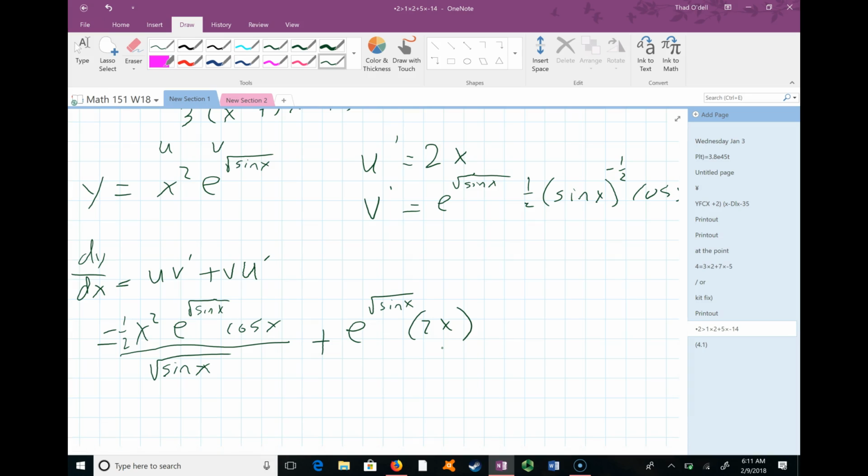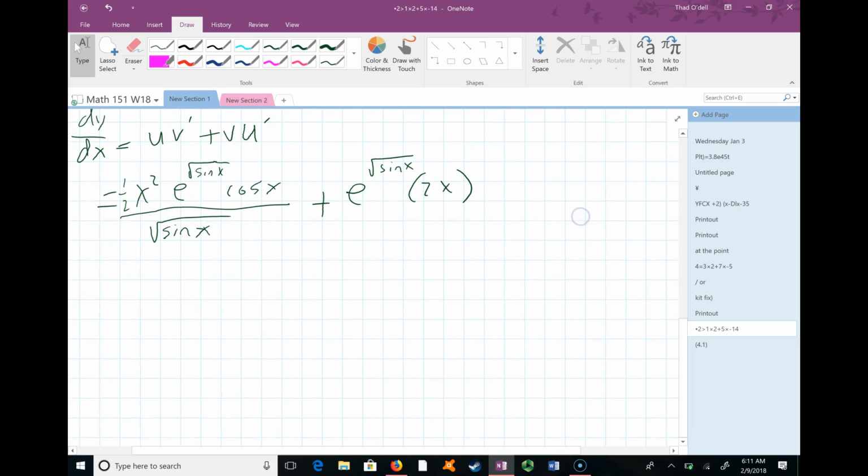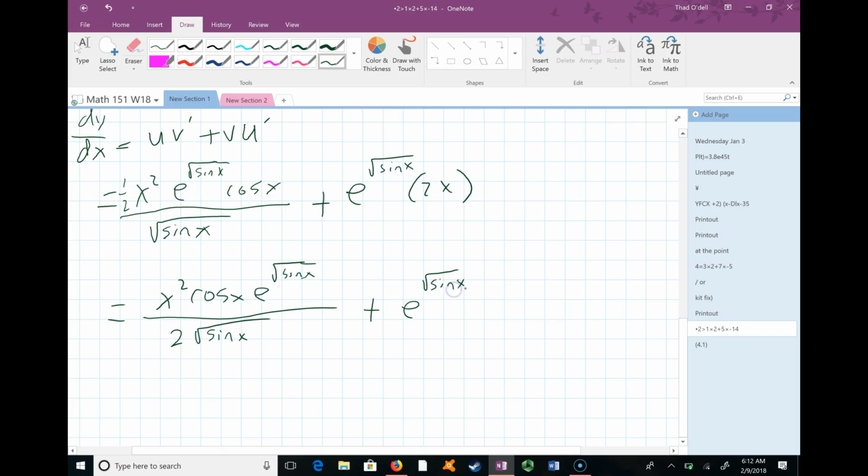Okay, if we wanted to clean things up a little bit, this would be x squared cosine x e to the square root of sine x. The order doesn't really matter there. And then on the bottom, I put the 2 times the square root of sine x, plus e to the square root of sine x, and probably put the 2x up front. And that would be good.